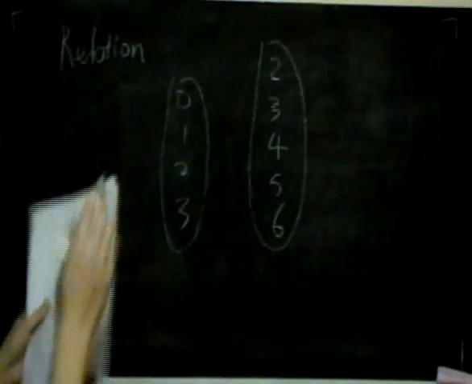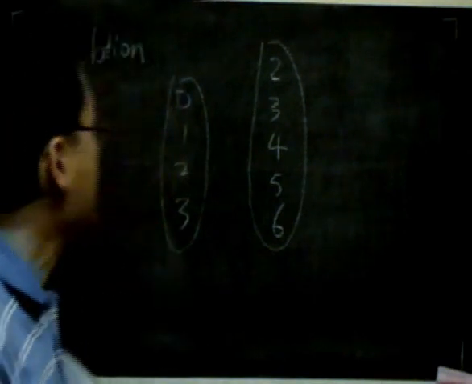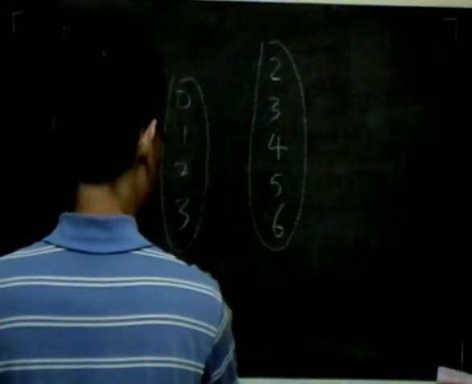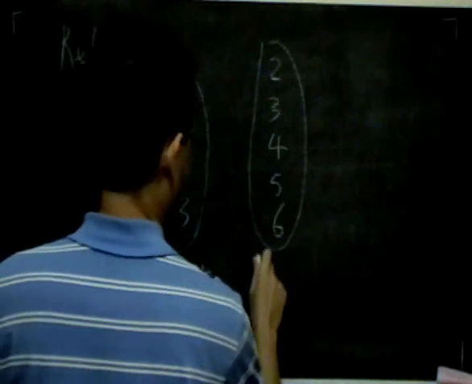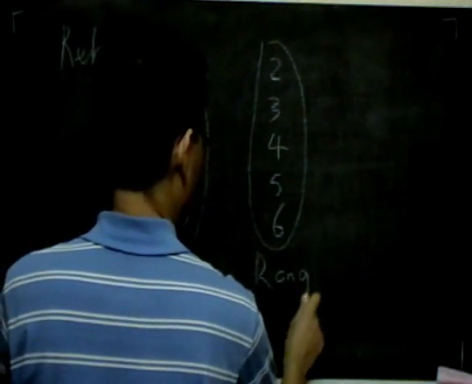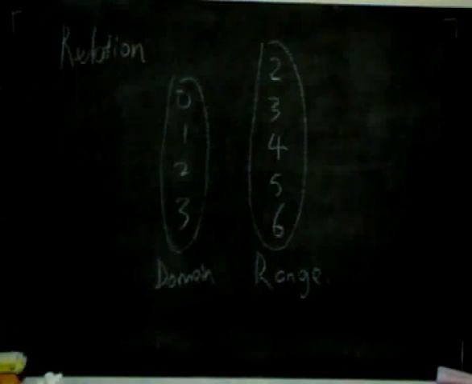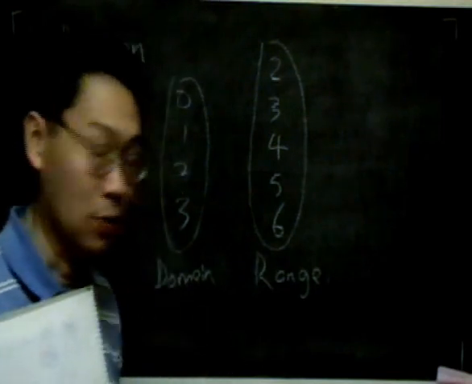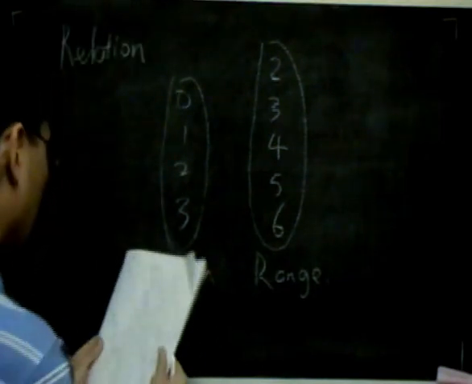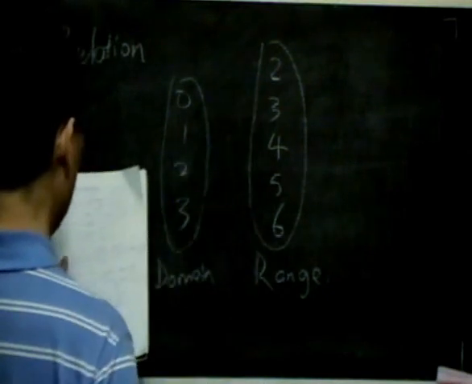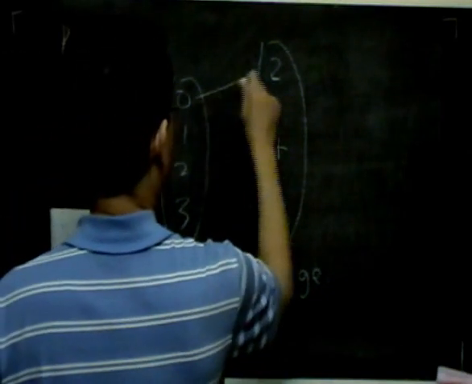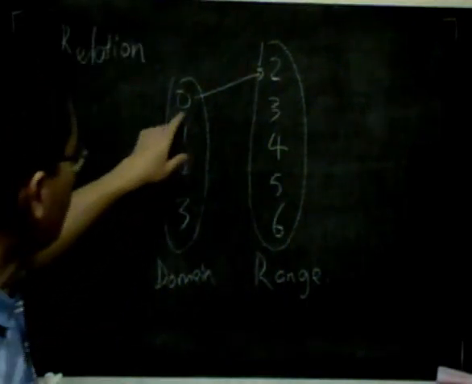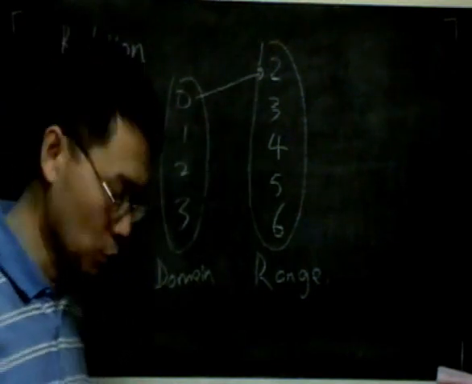Right, suppose that I make up these two sets of numbers. That's my first set, which will be my domain. That's my second set, which will be my range. I've made up the domain and the range, and I'm now going to make up the relation or the mapping. I'll show that by drawing arrows. Okay, I'll draw an arrow there, and that means that I want 0 to be related to 2.